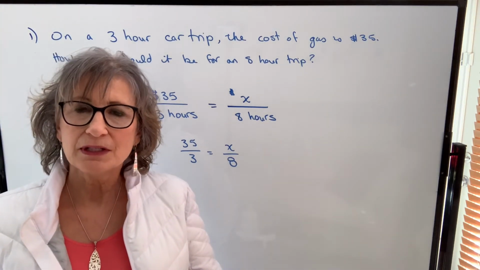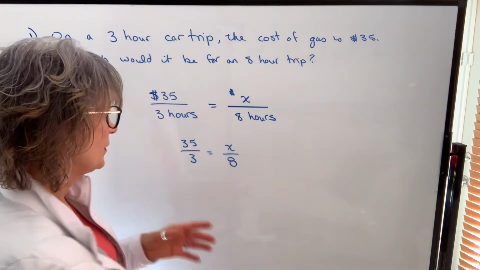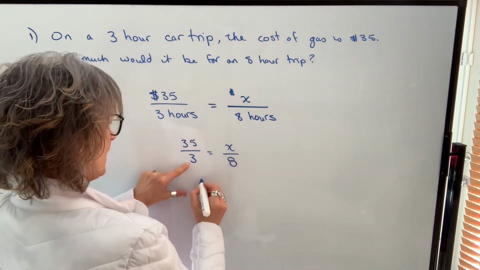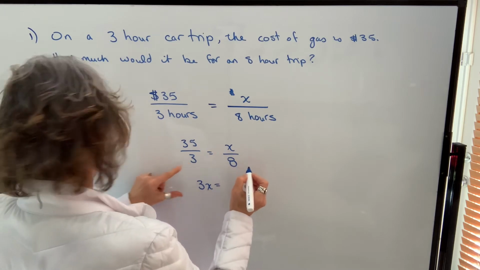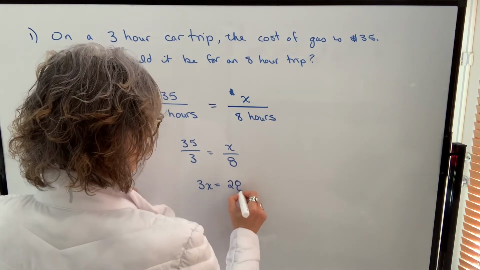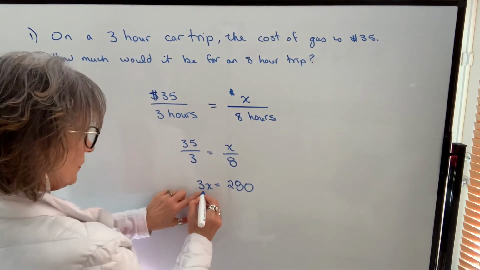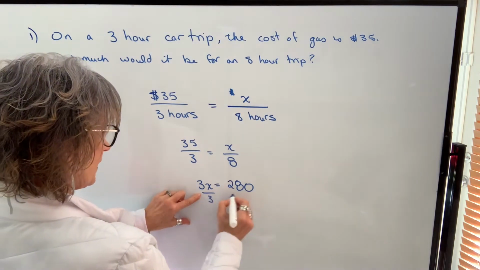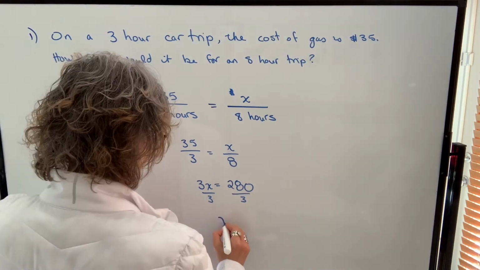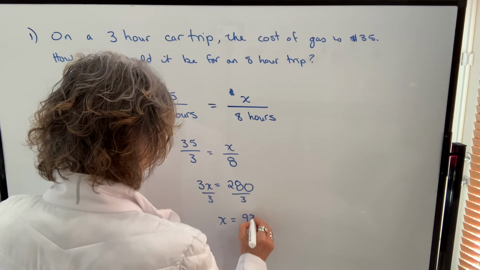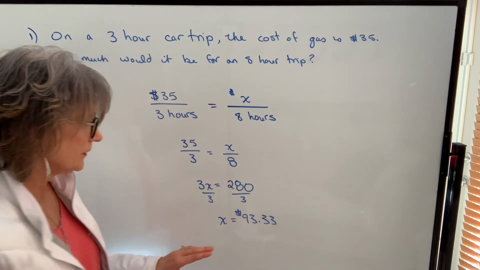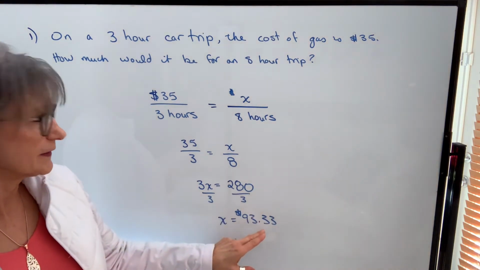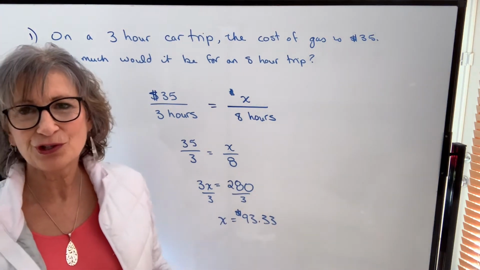Once it's set up, you can cross multiply to solve. So to solve, we're going to have 3 times x equal to 35 times 8, 280. And then to solve for x, I'm going to divide both sides by 3. So for an 8-hour trip, we can expect that the gas will cost $93.33.